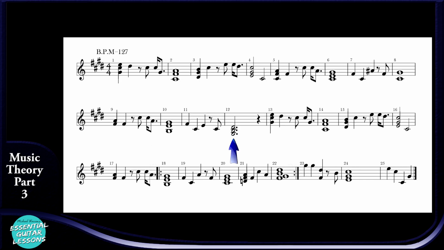In the 12th bar, we have a dotted half note. So that means we take the value of the half note, we halve it and add it together. So we have a half note plus a quarter note, and then we have our quarter rest. So that adds up to our 4 quarter notes.